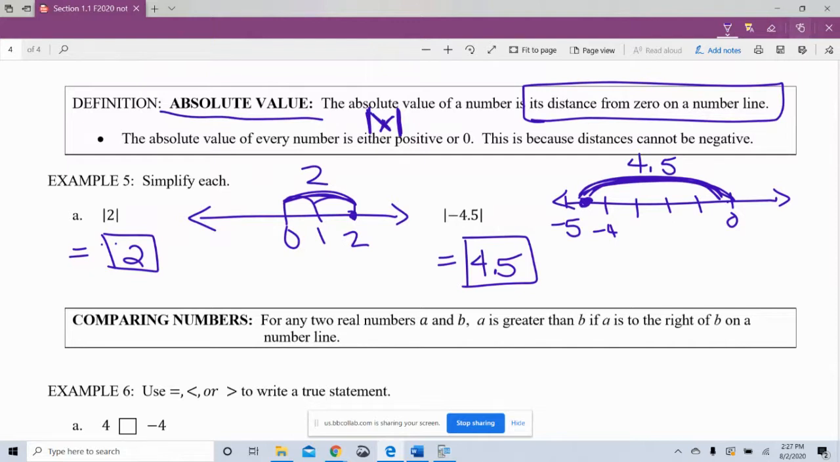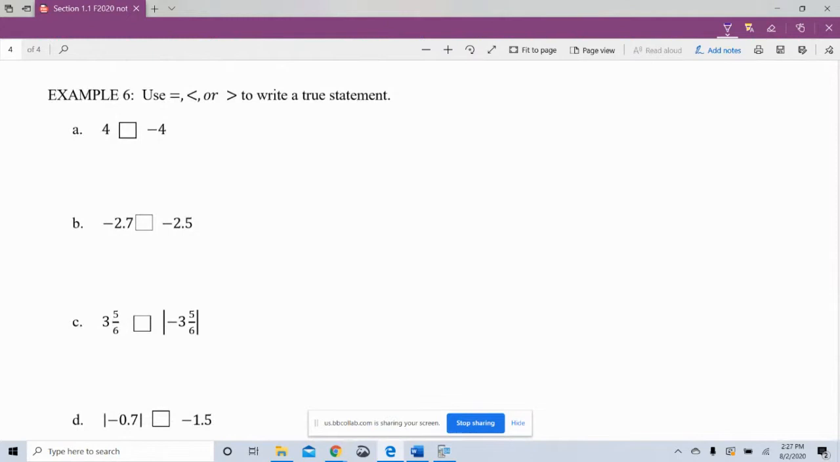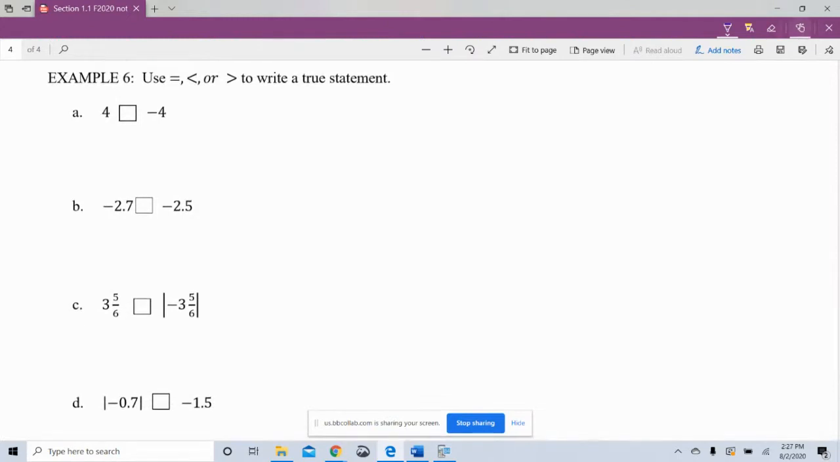And that gives us enough information to tackle the last example here, which is deciding whether a number is larger, smaller, or equal to a second number. So we're going to just choose the right symbol to place in between in this box here. So is 4 less than, equal comes first. Is 4 equal to negative 4?